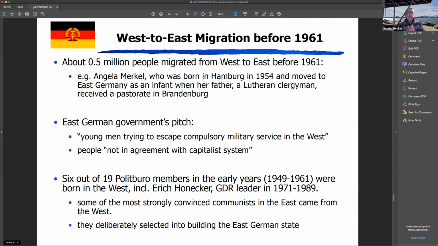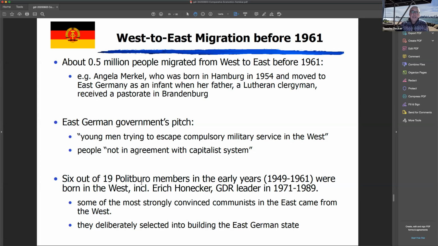The East German government described these 500,000 people who went from the west to the east as, on the one hand, young men trying to escape compulsory military service in the west. There are some stories like that. That was a motive for some young men. And they say these are people not in agreement with a capitalist system. So they pitched it for their own political gain. In the same way, the West described people fleeing from the East as people not in agreement with the communist system. So both underline this selective migration into or out of political systems.